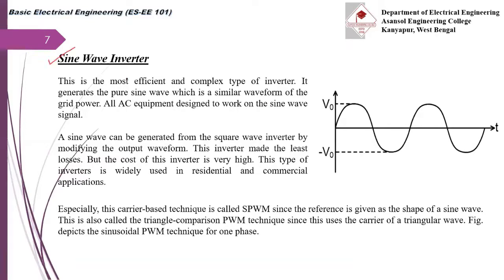Now, next one is the sine wave inverter. This is the most efficient but complex type of inverter. It generates the pure sine wave, which is a similar waveform to the grid power. All AC equipment is designed to work on the sine wave signal. As we already know, a sine wave can be generated from a square wave inverter by modifying the output waveform. Here you can see a sinusoidal output.